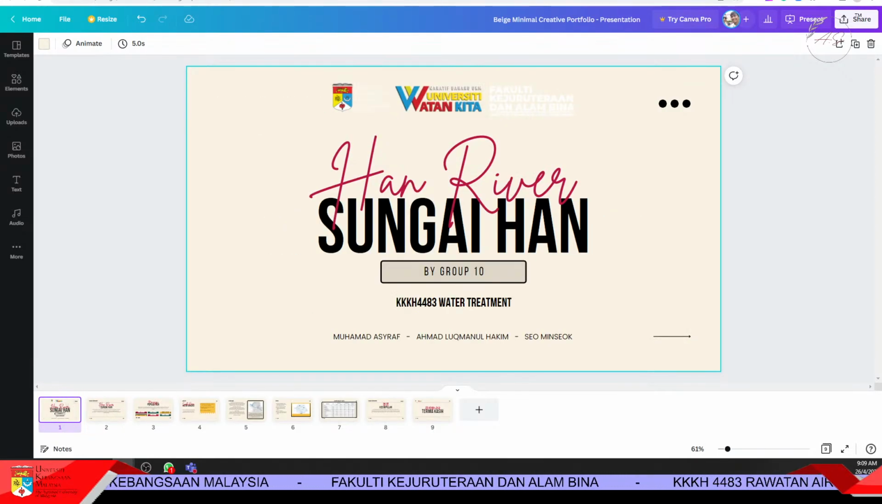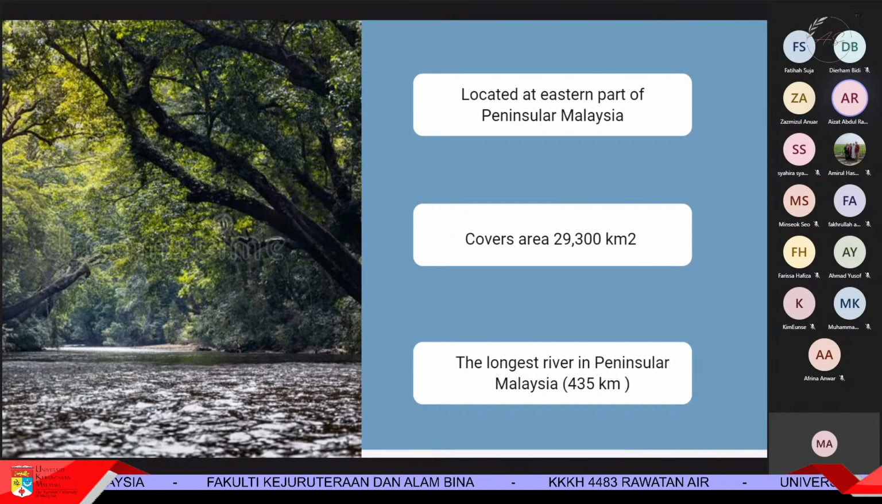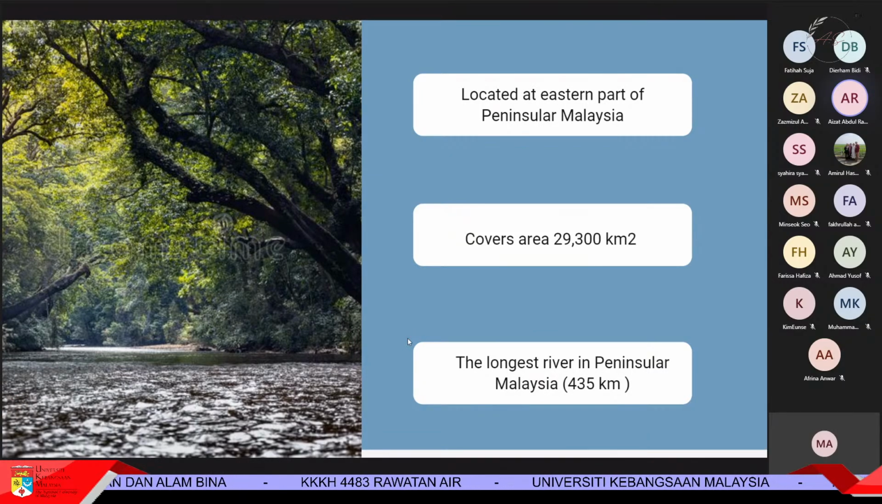So let's discover Pahang River, which is our river location. It is located at the eastern part of Peninsular Malaysia, and it covers an area of 29,300 square kilometers.